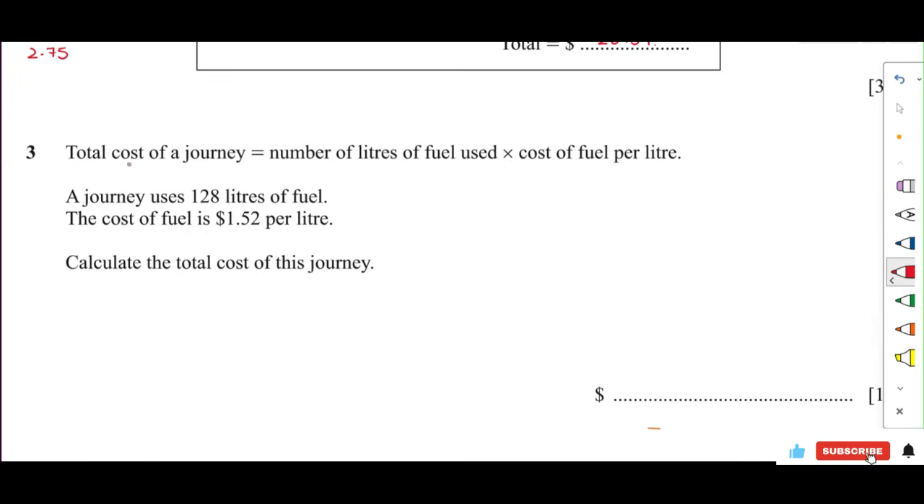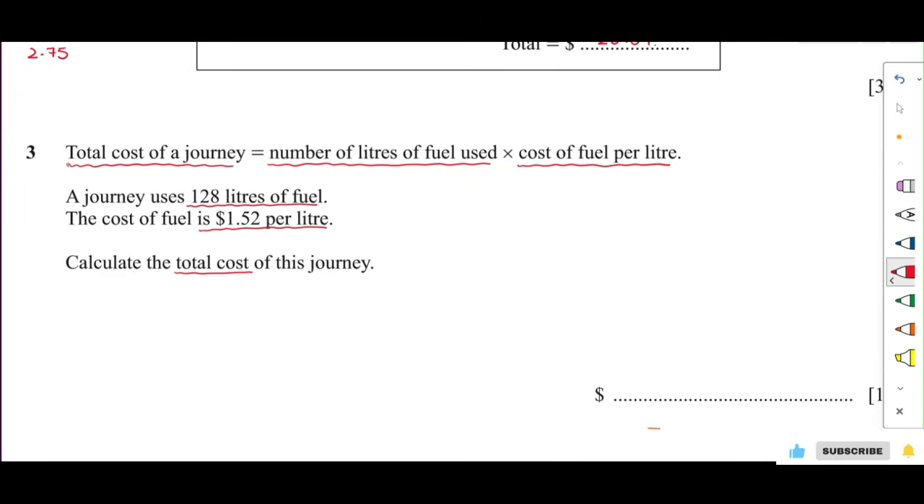Total cost of the journey. The formula we have been given is: the total cost of the journey equals the number of liters of fuel used multiplied by the cost of the fuel per liter. A journey used 128 liters of fuel, so the number of liters of fuel used is this much. The cost of the fuel is this much per liter. Calculate the total cost of this journey.